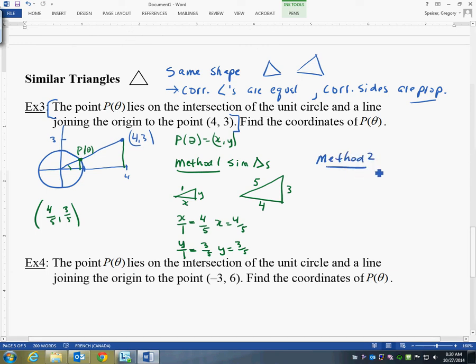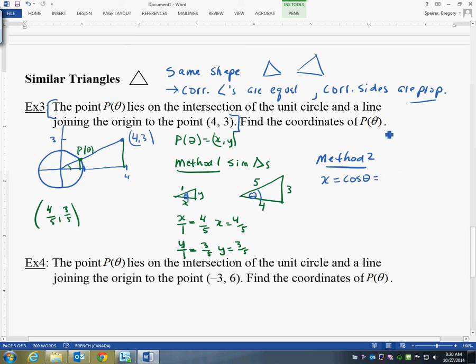Method number 2 is the fact that I just told you a second ago that your x value is equal to the cos of theta on the unit circle. So on this unit circle, whatever the cos of this angle is, is the same thing as the cos of this angle, because in similar triangles the corresponding angles are equal. So if this angle is equal to that angle, the cos of this angle is the same thing as the cos of that angle. And x is equal to the cos of that angle.